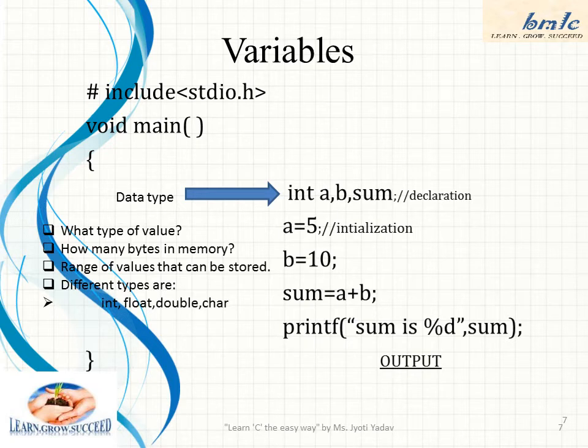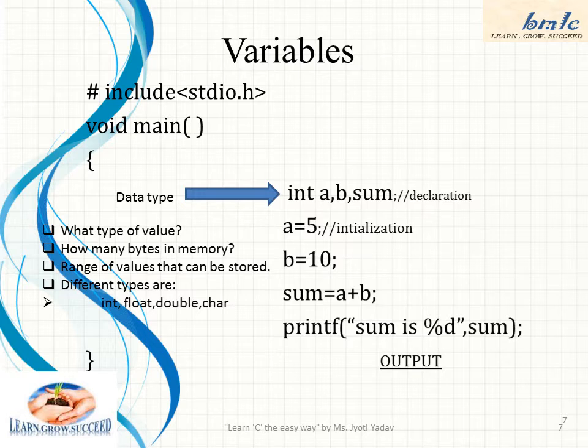A data type is going to tell you the following things. The first is what type of value you can store in a variable which is of a particular type. For example, if it is int, you can store numbers in it. How many bytes in the memory that it can take? Int would take 2 bytes. The range of values that can be stored, right? The different data types are int, float, double, char, and so on.